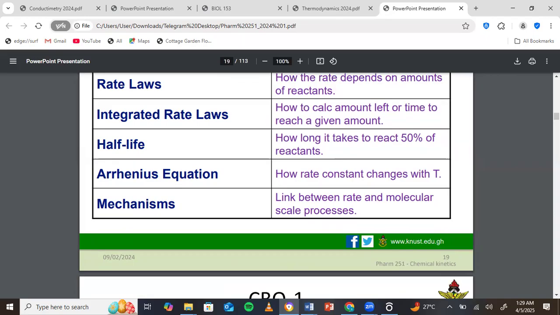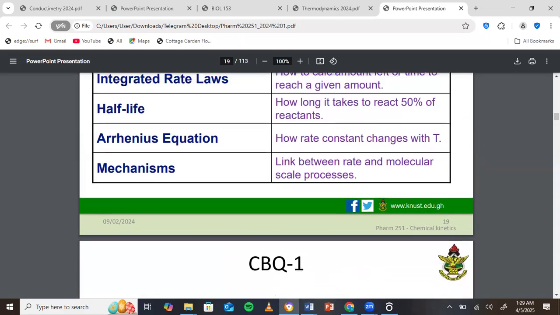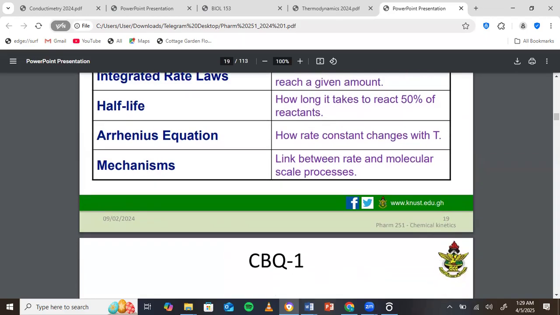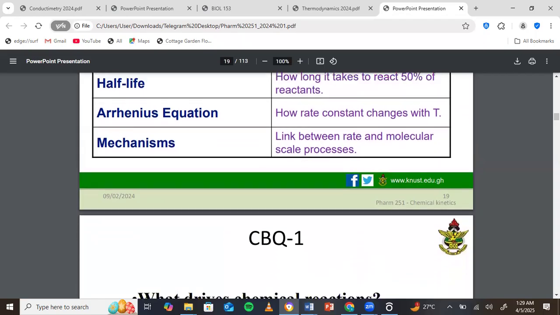Now, the Arrhenius equation will show us how the rate constant changes with temperature. This is something very important to note. The rate constant is a constant for a reaction, but the reaction should happen at a particular temperature because a change in temperature would affect the rate constant K. Now, mechanism of reaction, we'll also talk about mechanisms, right? The link between the rate and molecular scale processes.